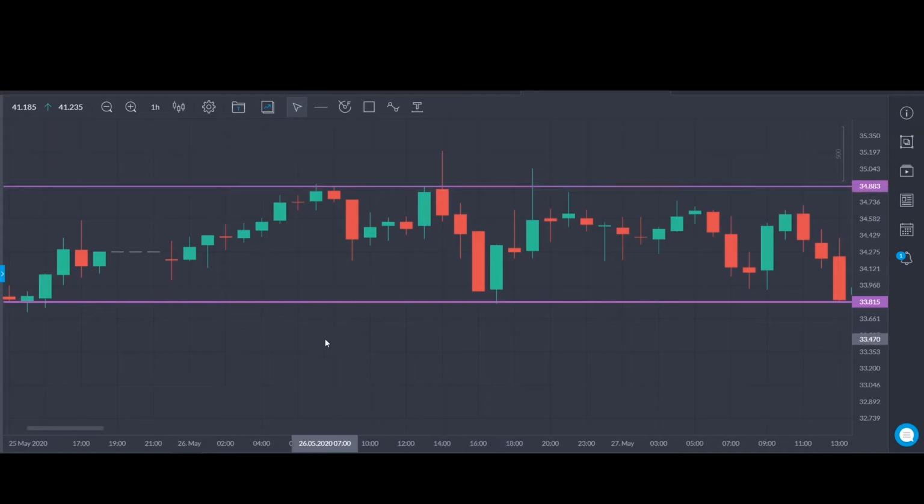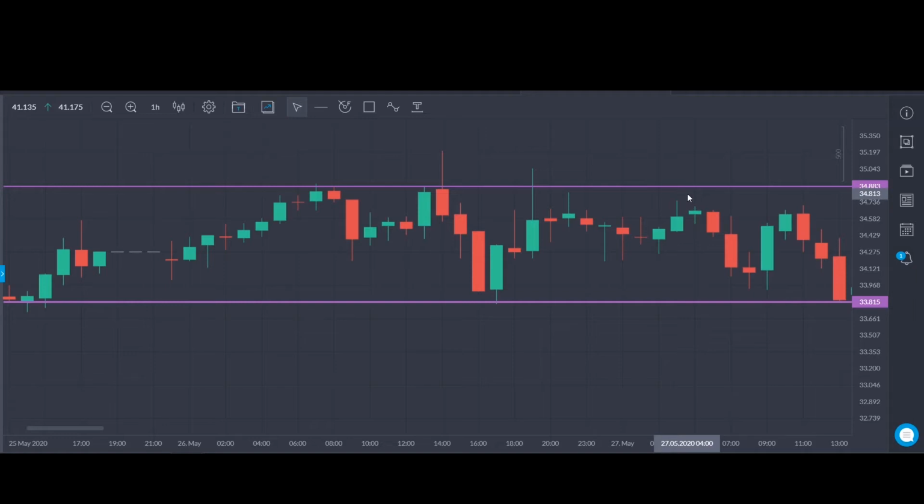Now, to have a valid support level, you need a minimum of 2 points. The more points you have, the better it is. Okay, so you can see here I've got 1, 2, and 3. Again here I've got 1, 2, 3, almost 4. But again, as I said, you treat them like zones, not specific price points.